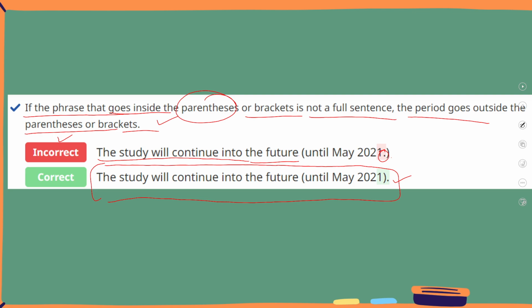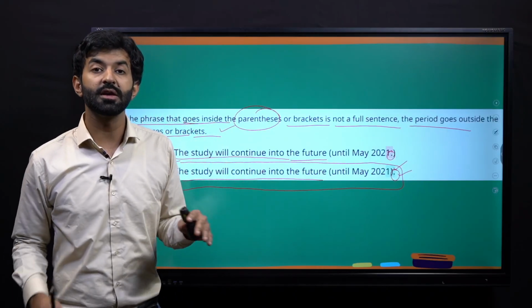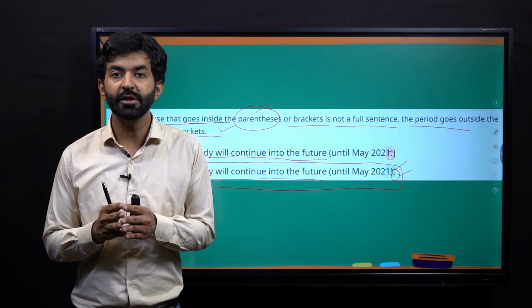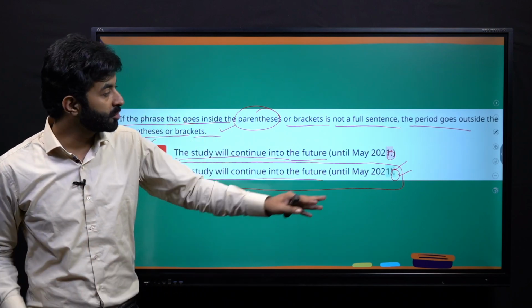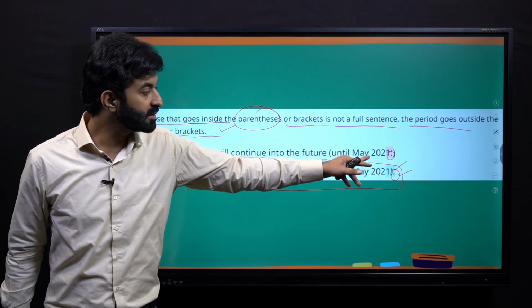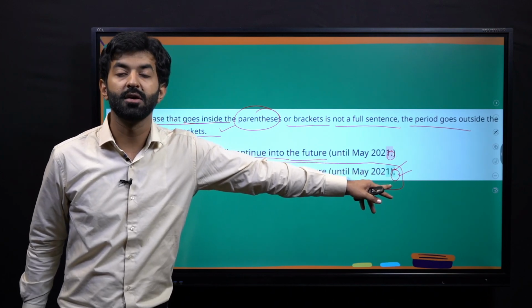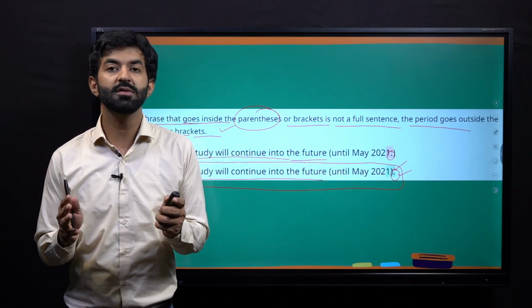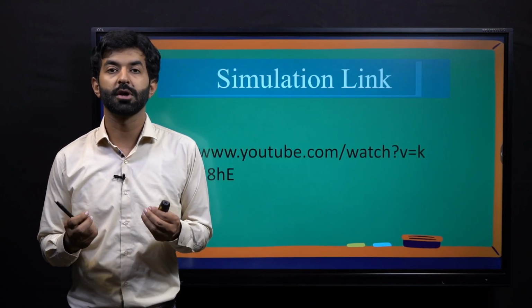The study will continue into the future, and we are giving additional information until May 2021. But we have to use the punctuation mark full stop at the end, because that information is part of our sentence, and that's why we have to put the full stop not inside, but outside after closing the bracket. So this is the correct way of using the punctuation mark.